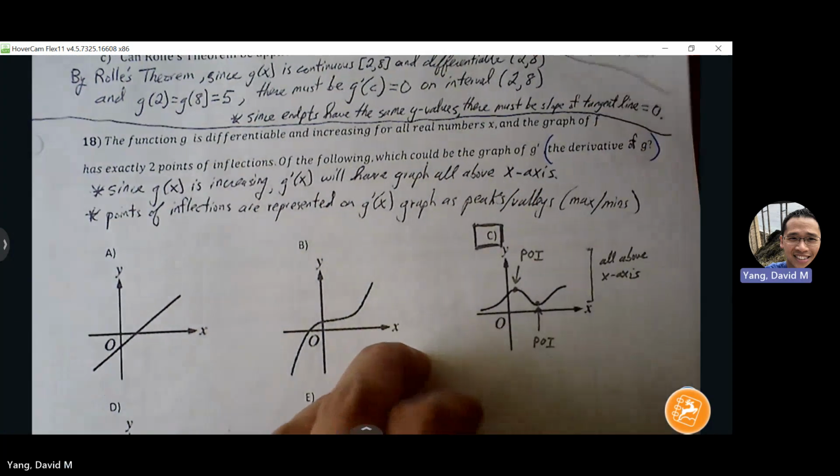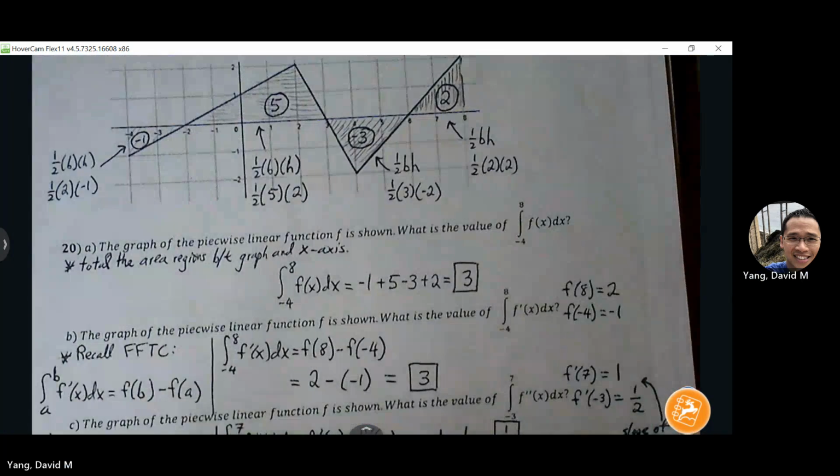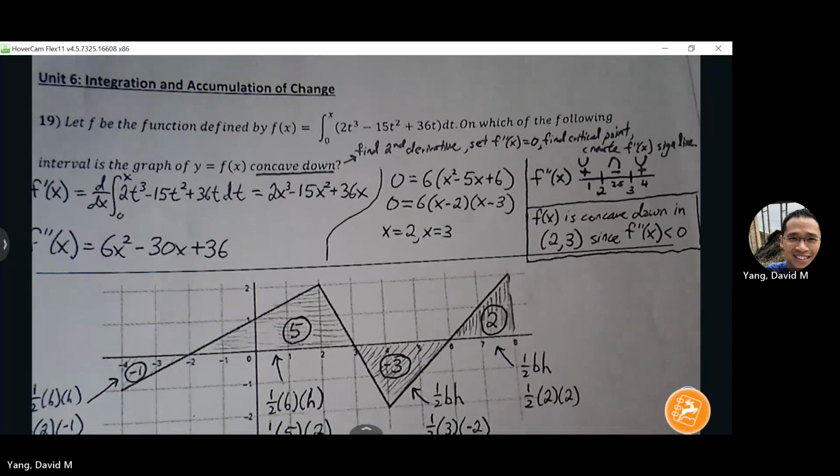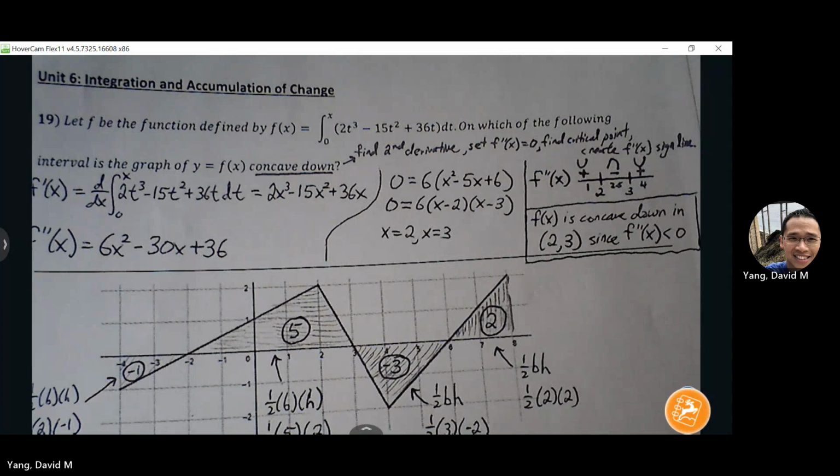Good with 18? So 19, the function is sitting at a level above that 2t cubed, so for the first derivative we'll strip away that integral. And the second derivative, you can apply power rules to get down to that 6x squared.